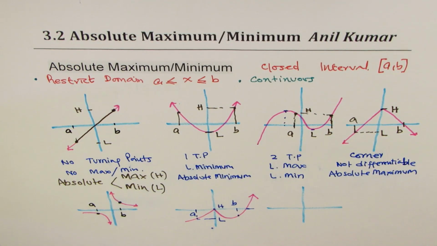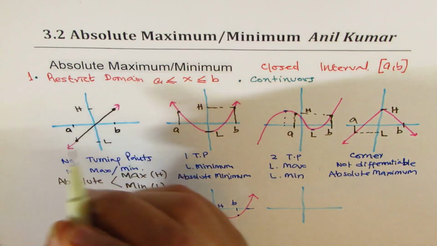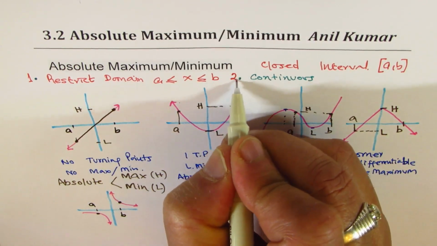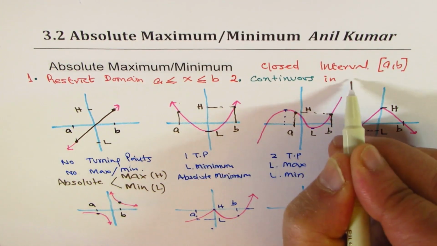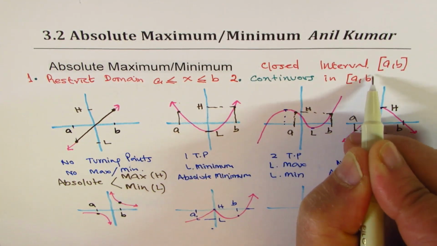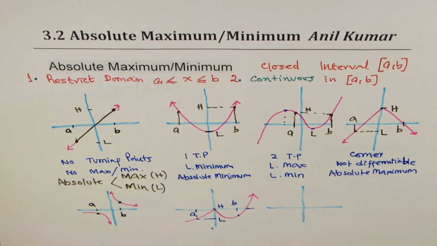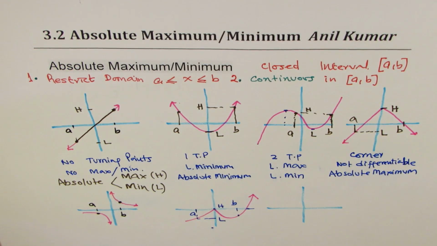So the most important criteria are these two: 1, restricted domain, and 2, in this domain the function is continuous. So the function is continuous in the given domain A to B. Okay, with that in mind, we'll now talk about the algorithm which will help us to find, determine, or calculate the absolute maximum and minimum values, correct?